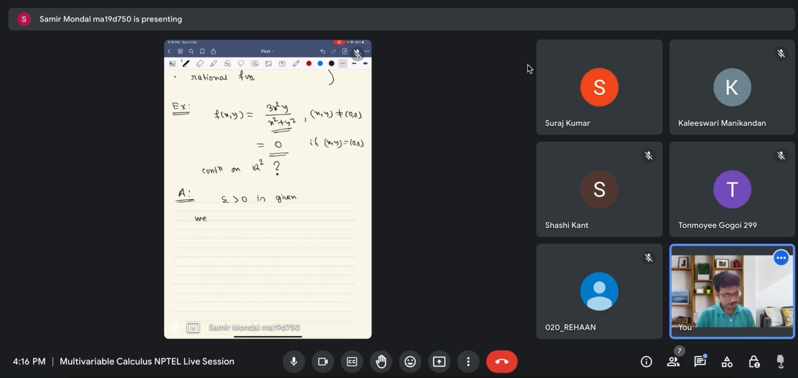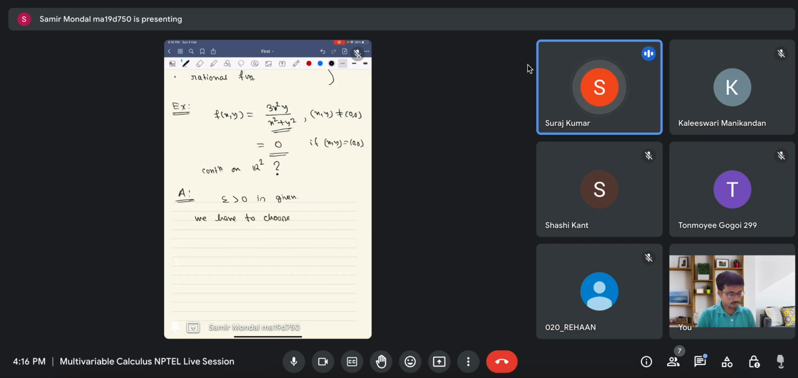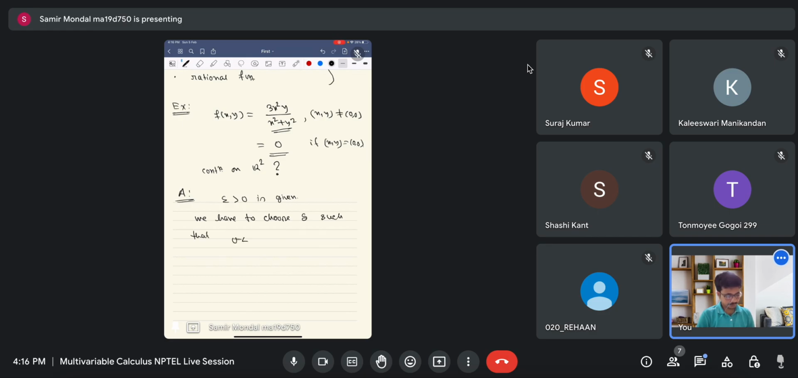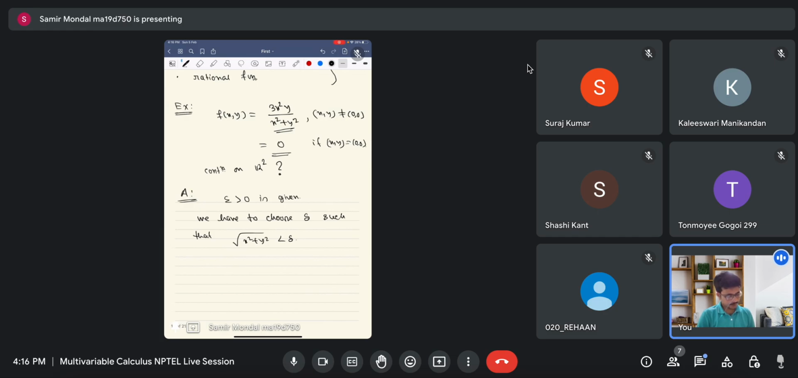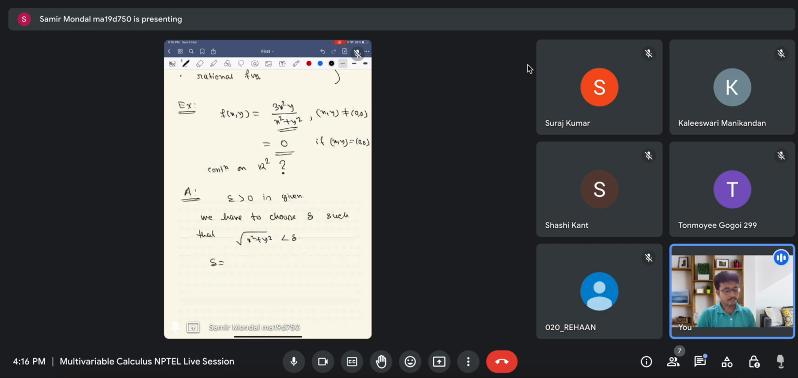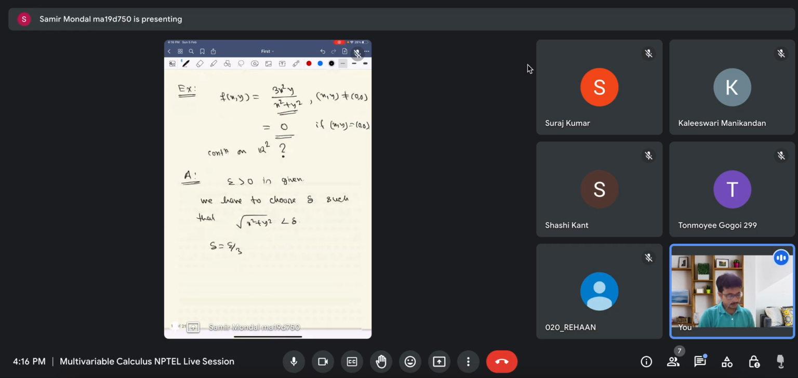We have delta as epsilon upon 3, such that this should be less than delta. So our obvious choice is delta equal to epsilon by 3, because from here we can guess it.